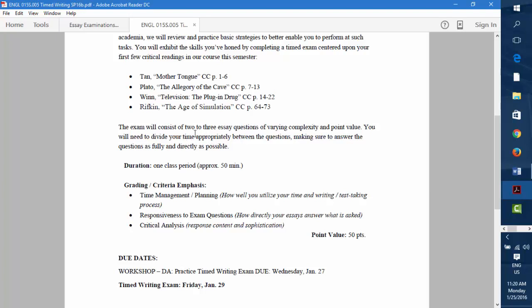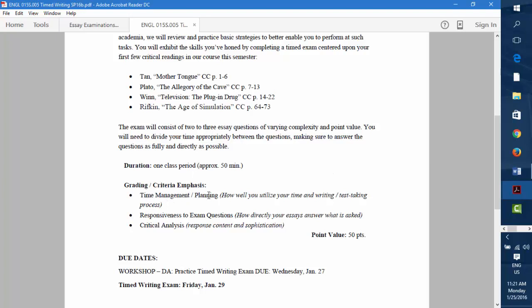Okay, I'm telling you that it'll consist of 2 to 3 essay questions of varying complexity and point value. So expect them to count different points. Okay, and you will need to divide your time appropriately between the questions, making sure to answer the questions as fully and directly as possible. So if they're of different point value, I'm probably going to expect you to spend less time on the ones of less value and more time on the ones of more value. Okay, here it's 50 minutes.